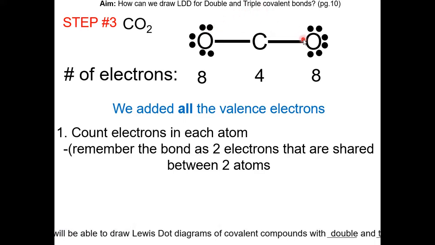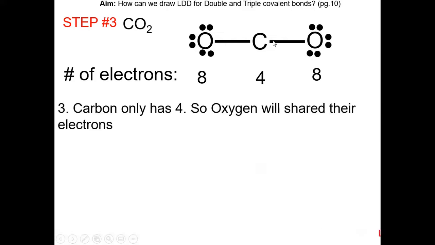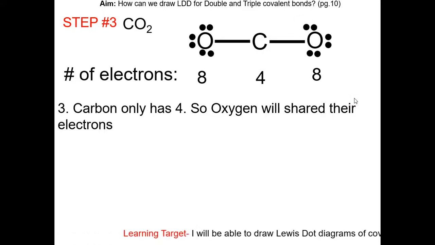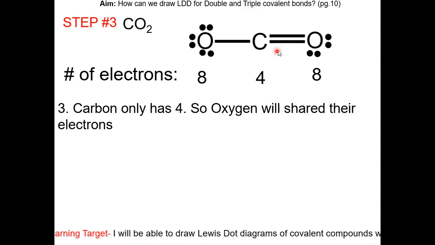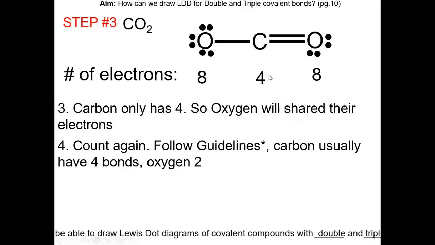Therefore, the other atoms, the oxygens, have to share more electrons with this carbon. Since carbon only has 4 electrons, the oxygen atoms will share electrons. So let's start with this oxygen atom. It's going to share 2 electrons with the carbon. So now we form a double bond between the carbon and the oxygen. Let's count again to check if this carbon now has 8. This carbon is sharing 1, 2, 3, 4, 5, 6.